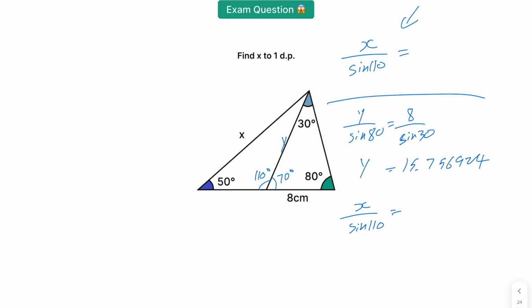So if I now come back to that, because now I do have enough information, because I've got y, and y is opposite that. So I can completely write this now, because this is y divided by sine 50, right? And now I know what y is, so I can just write that in. 15.756924. And we have x, and that turns out to 19.3 centimeters.